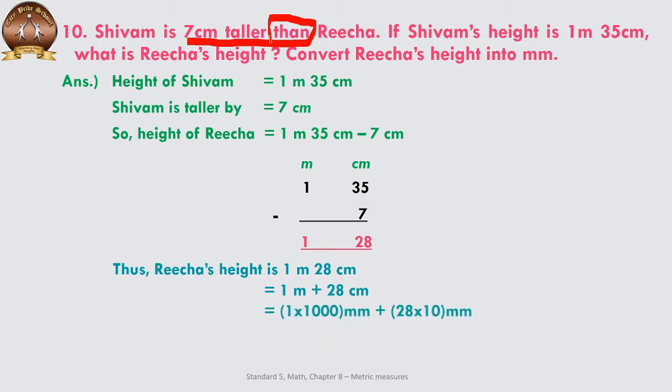Now separately you are going to convert them into millimeter. 1 meter is equal to 1000 millimeter plus 28 into 10 millimeter. Now meter is converted into millimeter by multiplying by 1000. Centimeter is converted into millimeter by multiplying by 10. So separate multiplications. 1000 millimeter plus 280 millimeter. So the answer is 1280 millimeter. Thus Richa's height is 1280 millimeter.